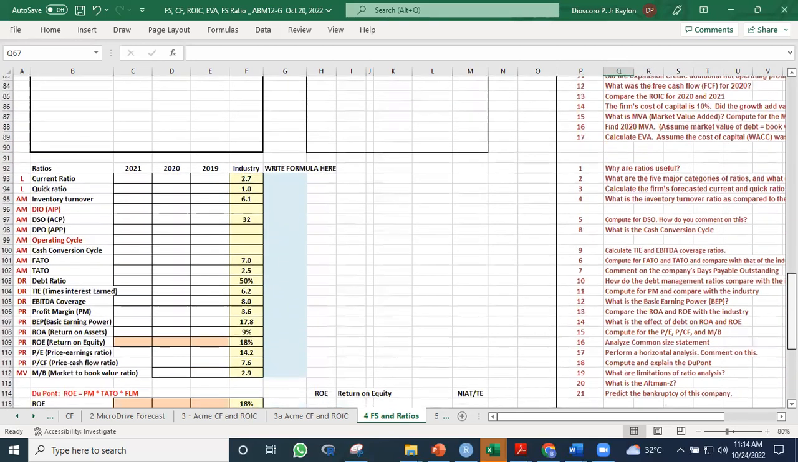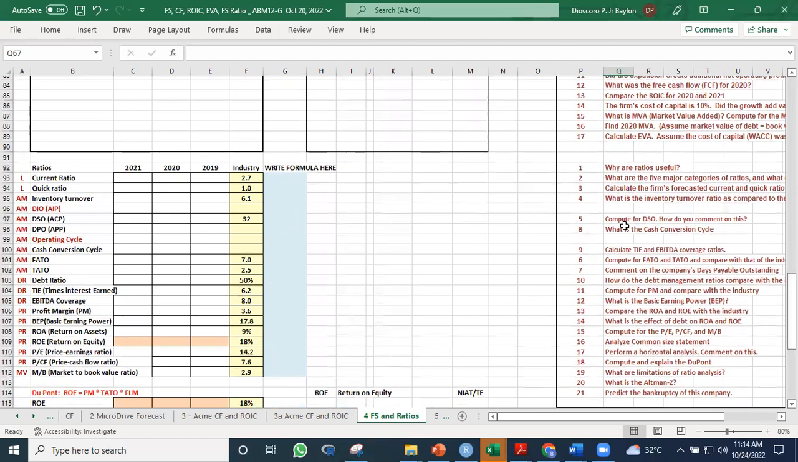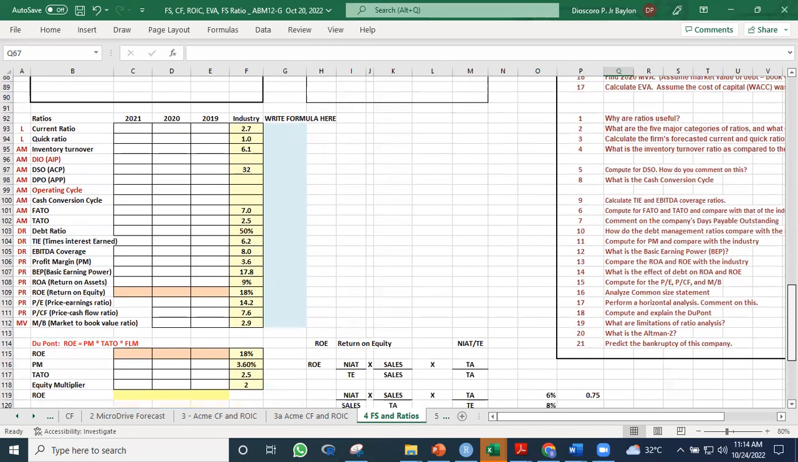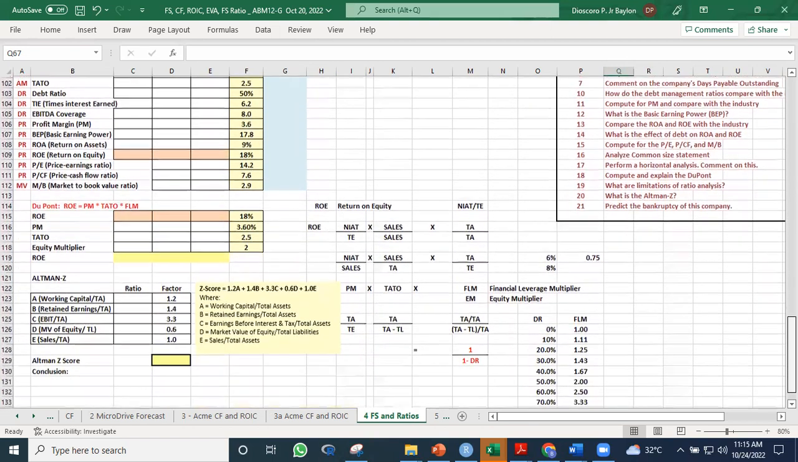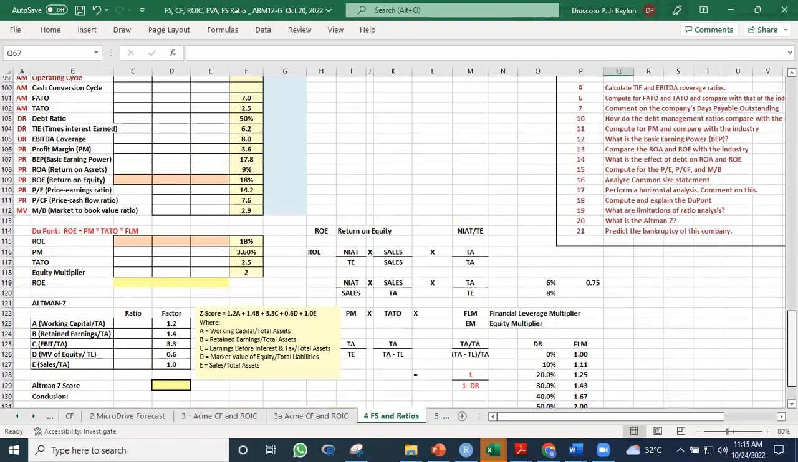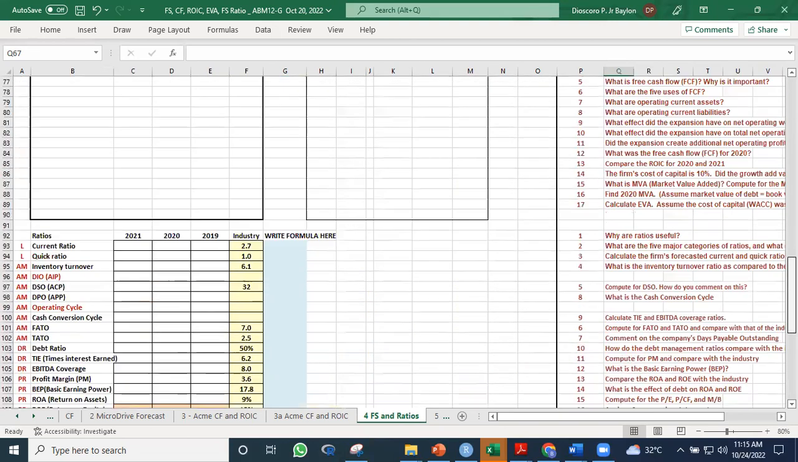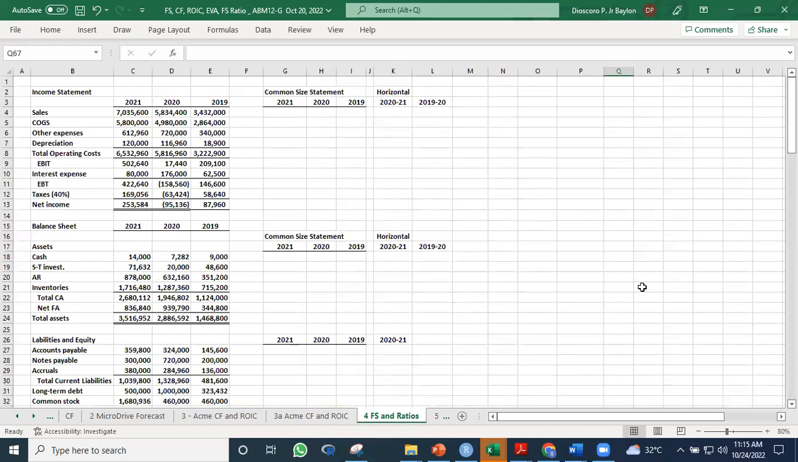But for the others, for example, why are ratios useful? There are several types of ratios that we're going to discuss in class. So we have here LAM, DR, PR, MV ratios. These are different types of ratios. Of course, we will not be able to finish everything today, but hopefully by Thursday, we will be able to complete everything here in this worksheet.